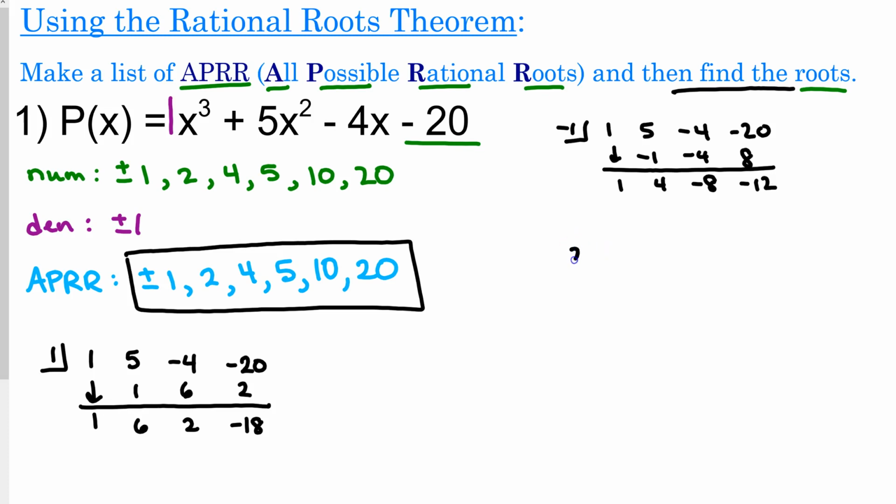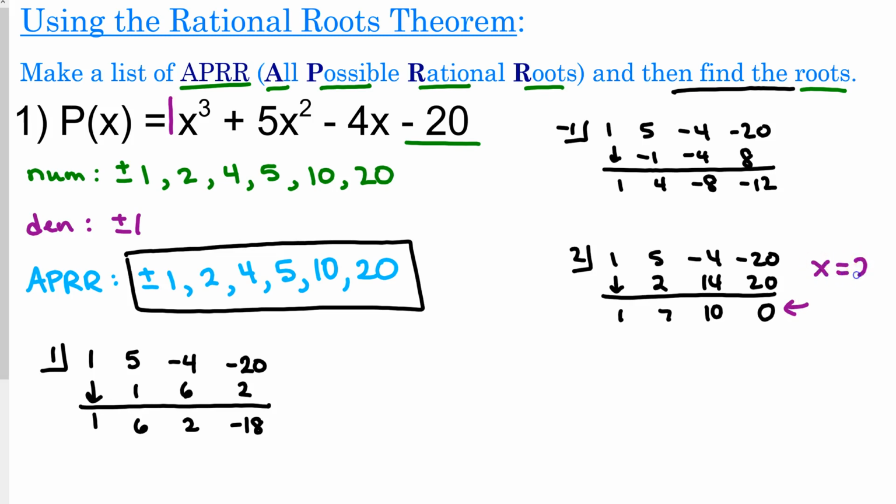Let's try 2. Bring it down, multiply, add, multiply, add, multiply, add. Yay! We got a remainder of 0, which means we do have a root. So x equals 2 is a root.